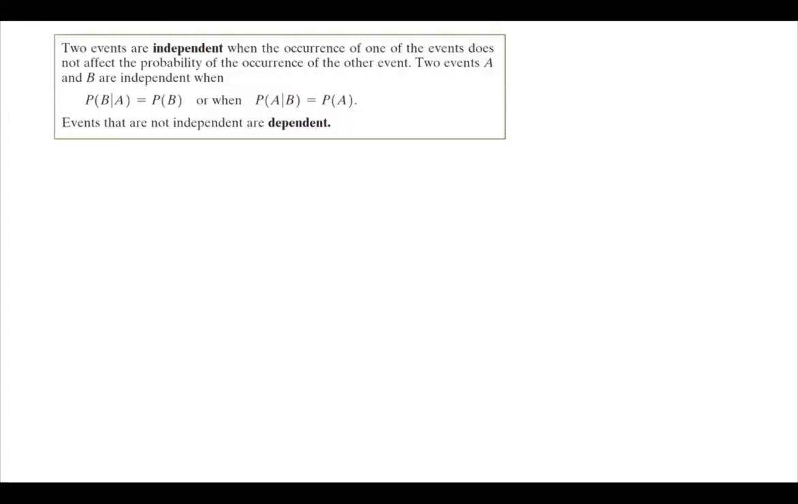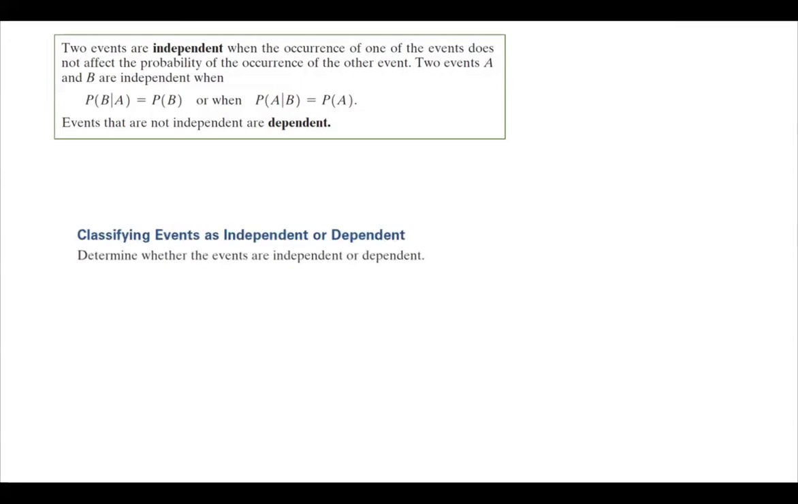In an introduction to conditional probability, we introduced some formulas. Now we're going to introduce independent events. Two events are called independent events when the occurrence of one of the events doesn't affect the probability of the occurrence of the other event. Two events A and B are independent when the conditional probability of B given A is equal to probability B.